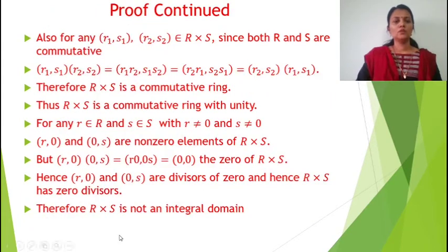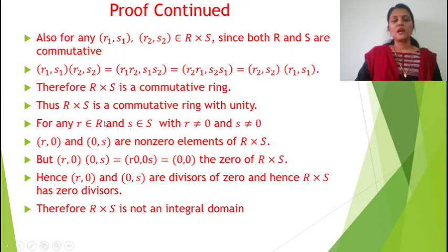Now, choose any two elements (r1, s1) and (r2, s2) element of R cross S. Since both R and S are commutative, (r1, s1)(r2, s2) is equal to (r1 r2, s1 s2), which is equal to, this is commutative, so (r2 r1, s2 s1), which is (r2, s2) into (r1, s1). Therefore, R cross S is a commutative ring. We have already shown that it has unity. Therefore, R cross S is a commutative ring with unity.